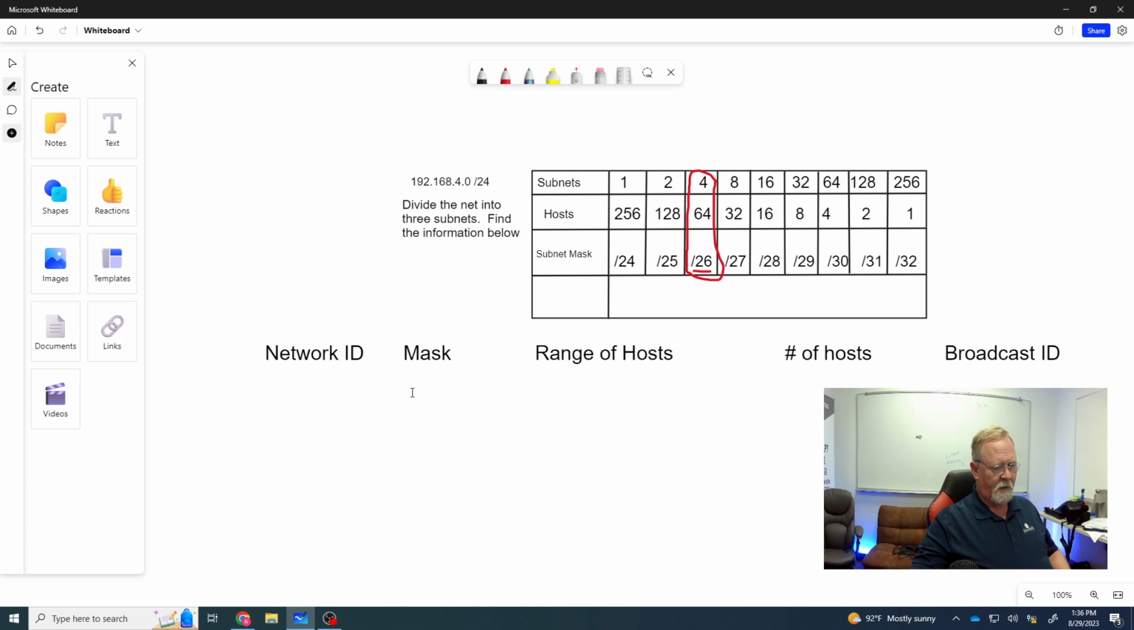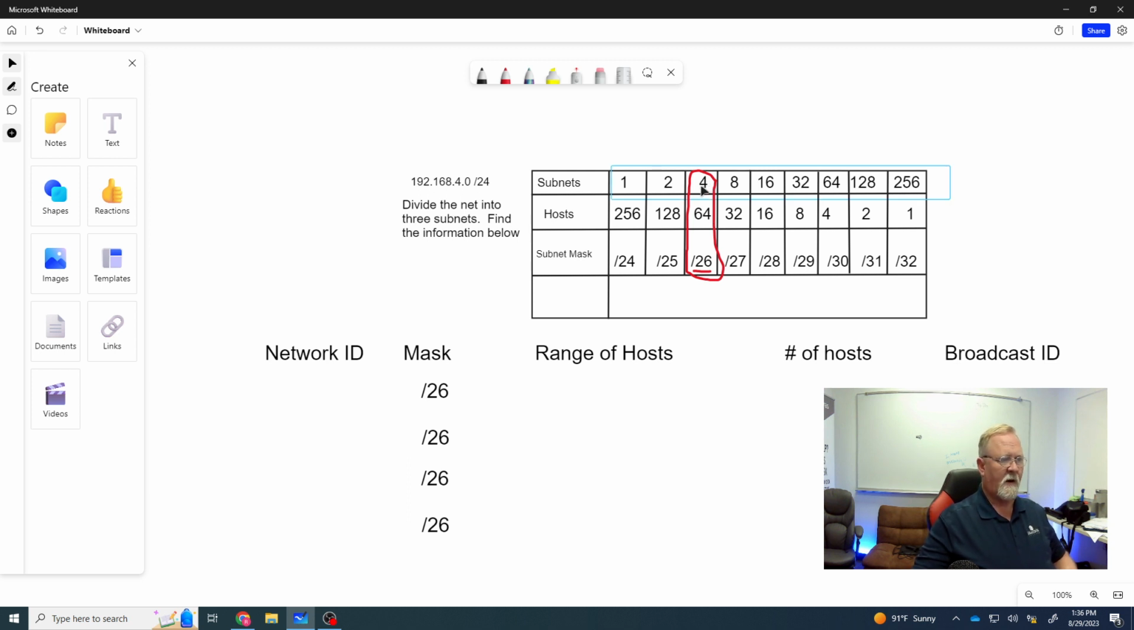And in fact, we can go ahead and put that in for all of them. Let's just go ahead and fill out that information now. All right, so there's a big portion of our work is done for us. Alrighty. So now we've got our subnet mask in. The new mask is going to be 26. That tells us we're dividing it up into 4 pieces.